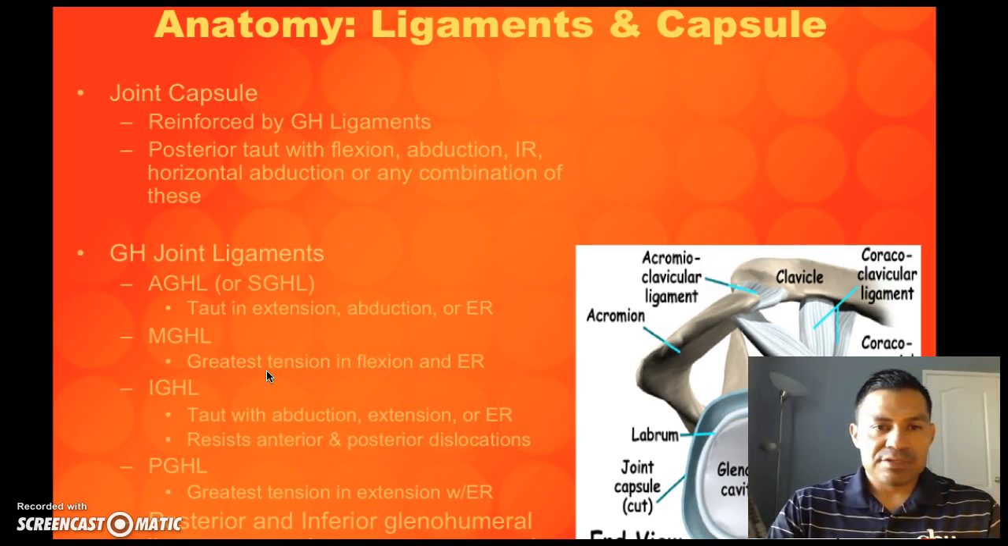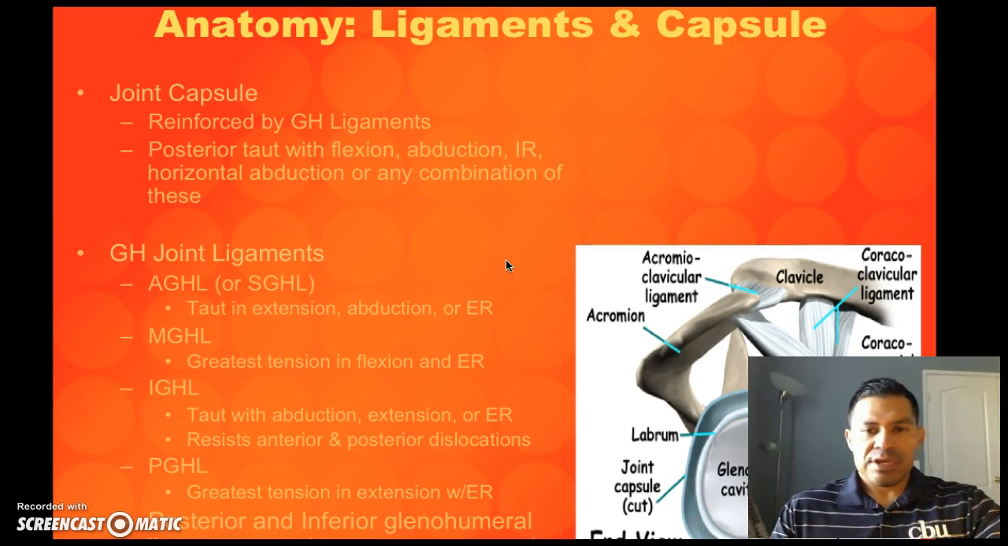So the anterior glenohumeral ligament, or it says SGHL because it's also labeled superior glenohumeral ligament, is taut or tight, or you have tension, in extension, abduction, or external rotation. So once your arm is in any of those positions, you're going to be putting the ligament at a little bit more risk of being sprained.